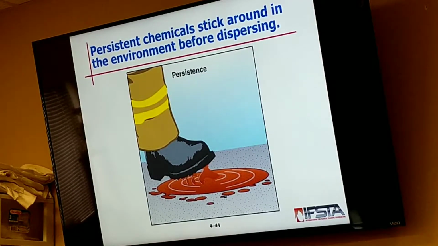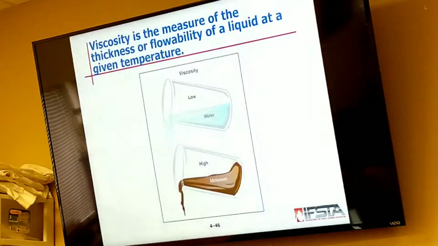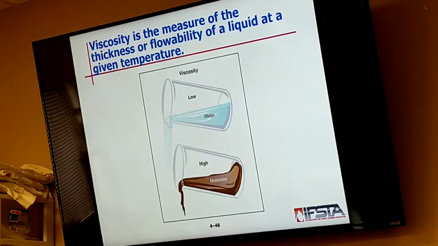But viscosity is the measurement of how thick something is. It determines how easy it'll flow. Usually the hotter the liquid, the thinner, the more fluid it becomes. And likewise, the cooler the liquid gets, the thicker, less fluid it becomes.